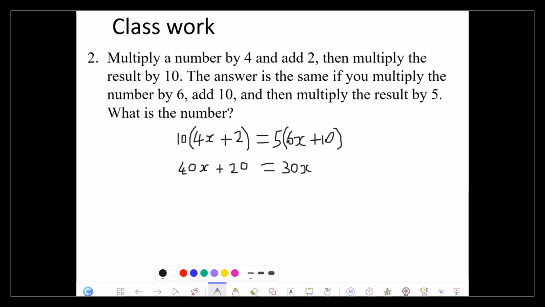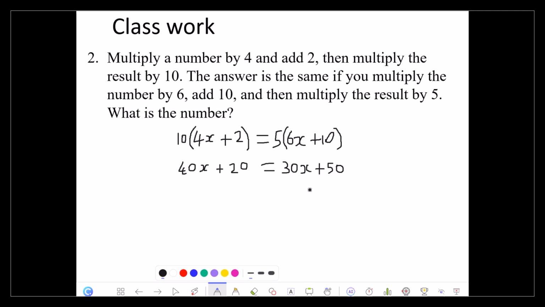Then 10 times 5, I'm going to have my 50. Just remember how you open bracket. You say whatever number is outside the bracket, we times the numbers inside the bracket. So 5 times 6, 30, 5 times 10, 50. 10 times 4, 40, 10 times 2, 20.